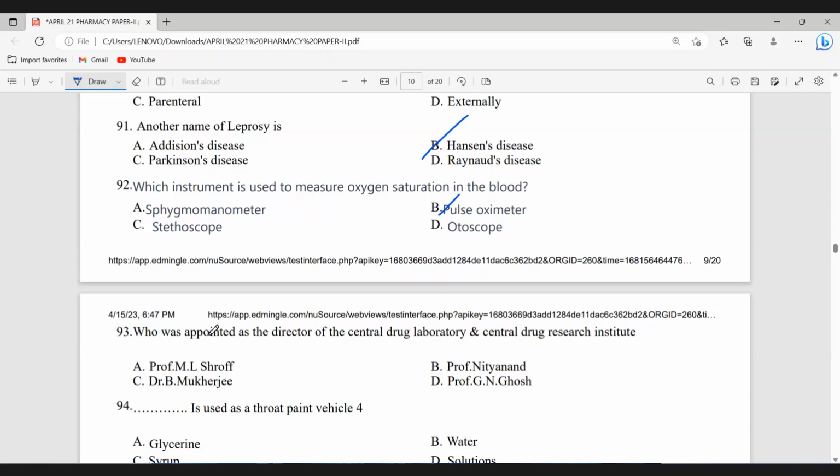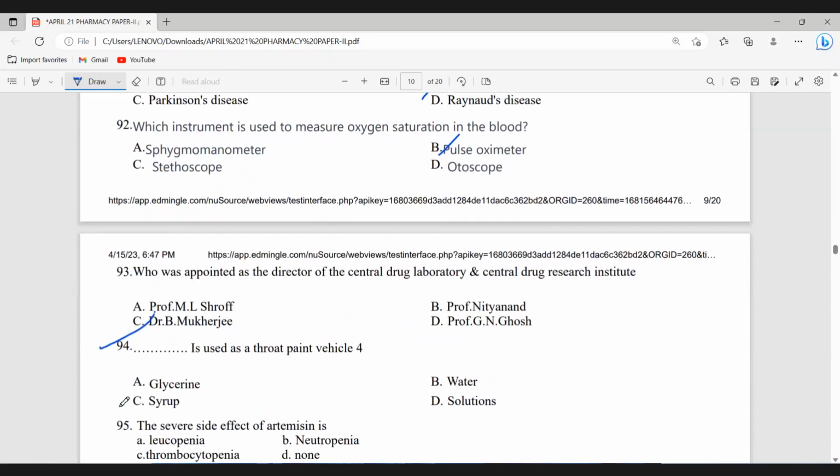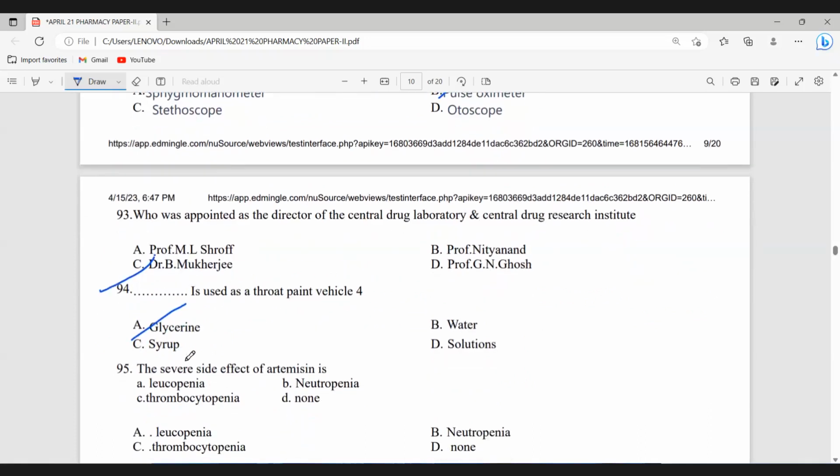In 93, who was appointed as director of Central Drug Laboratory and Central Drug Research Institute? That is Dr. B. Mukherjee. Then 94, dash is used as a throat pain vehicle. This is also a direct question. That is A, glycerin. Then 95, the severe side effect of artemisinin. This is a direct question. The severe side effect of artemisinin is none.